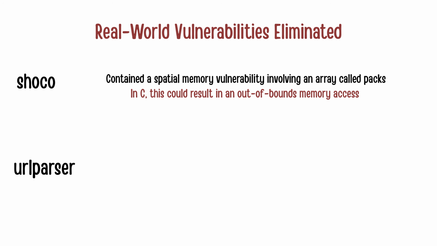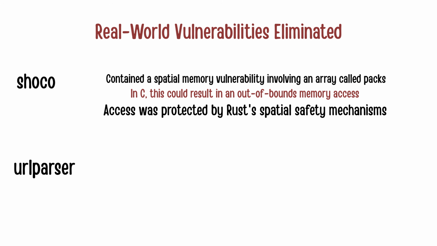In the Rust versions, the corresponding access was protected by Rust's spatial safety mechanisms, causing the program to stop rather than allowing an invalid memory access. The URL parser benchmark provided an even more interesting example. The C implementation contained a use-after-free vulnerability. The problem occurred when an input string didn't remain alive long enough while being accessed by certain library functions.